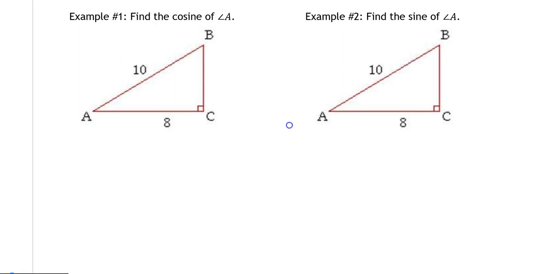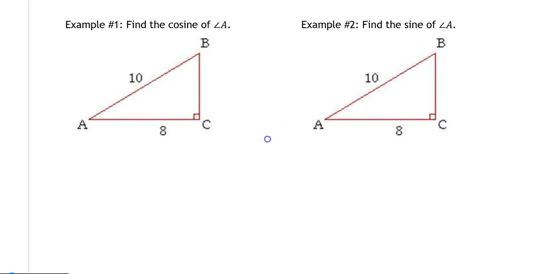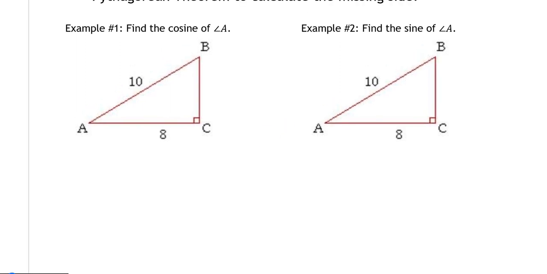So let's look at our first example. Example 1 is find the cosine of angle A. I am going to start by writing SOHCAHTOA up top. Sine is opposite over hypotenuse. Cosine is adjacent over hypotenuse. Tangent is opposite over adjacent. Okay, so I have SOHCAHTOA. Then my first question is find the cosine of angle A.